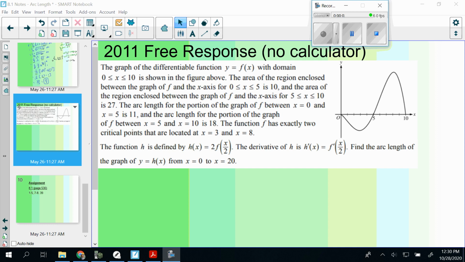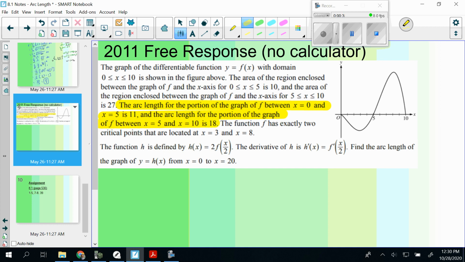All right, here was an example of an arc length question from the AP test. This is from a free response section. So it shows this graph from 0 to 10. They talk a little bit about the area, and then they do talk about arc length in here. So they tell us that the arc length from the portion of the graph between 0 and 5 is 11, and the arc length for the portion of the graph between 5 and 10 is 18.